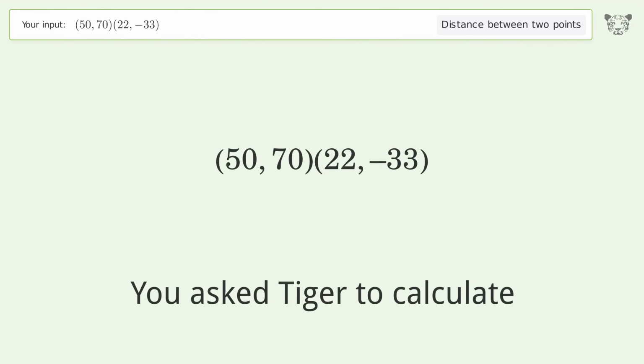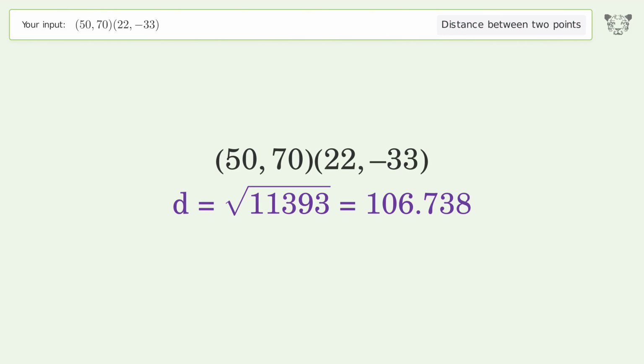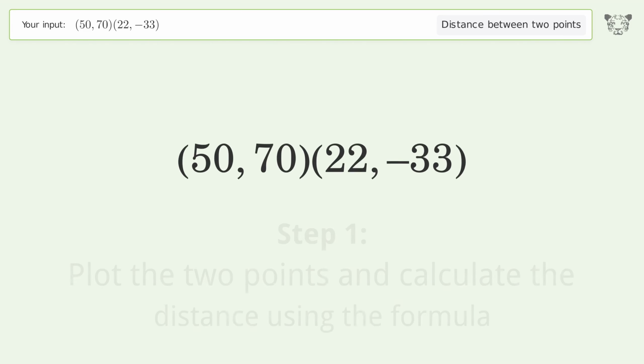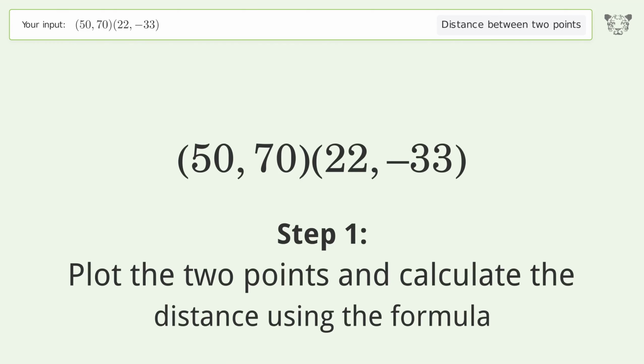You ask Tiger to calculate. This deals with the distance between 2 points. The distance between the 2 points is the square root of 11,393, or 106.738. Let's solve it step by step. Plot the 2 points and calculate the distance using the formula.